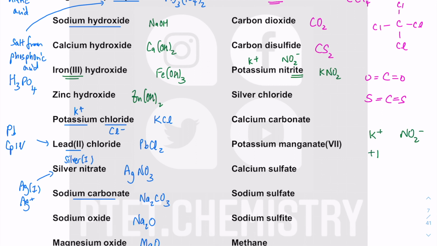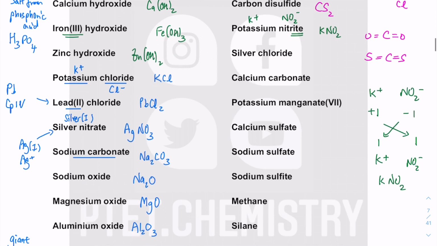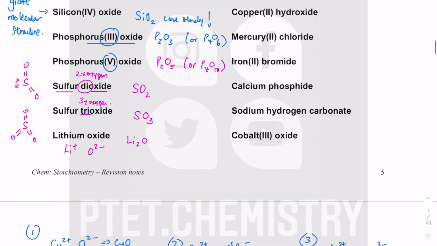This is a plus 1 charge. This is a minus 1 charge for nitrite with the ITE. And then you bring down the value. You bring down the value of plus 1, the value is 1. The value of minus 1 is 1. So what you have is K plus and NO2 minus, so altogether you have KNO2 as your formula there. Okay. I think I better move that somewhere else because I'm running out of space here.